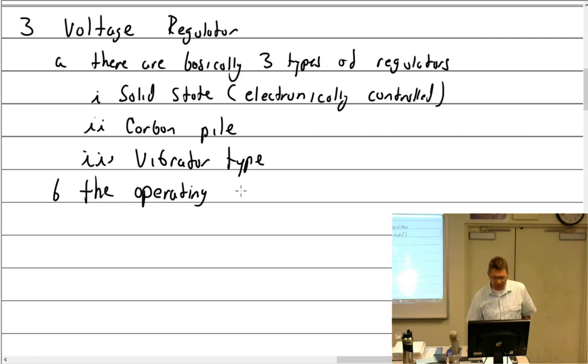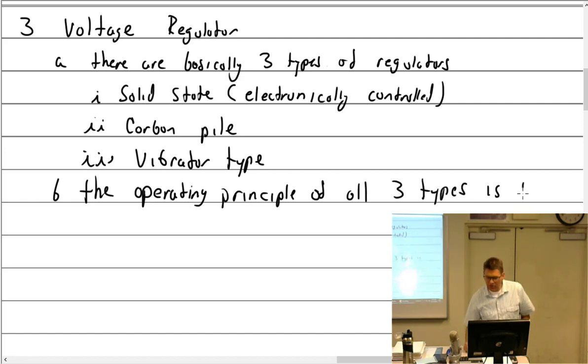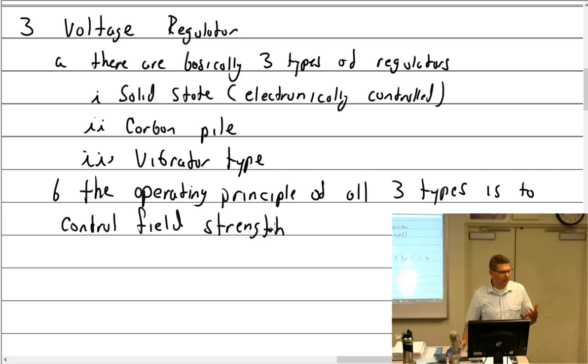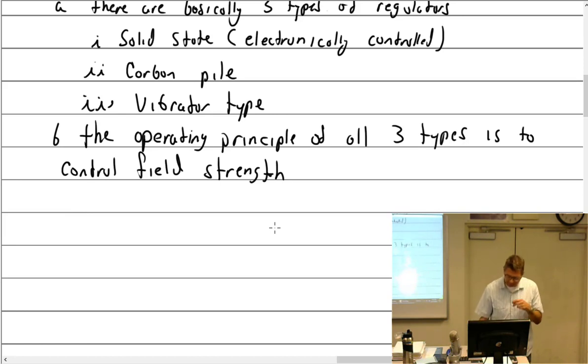All right, the operating principle of all 3 types is to control the what? Field winding. Field strength. More field strength means more output. If you got too much output, reduce the field strength. There you go. All right, let's talk about vibrator type.